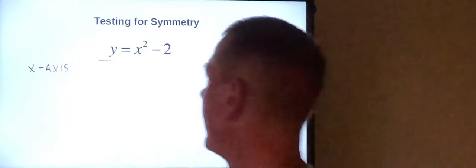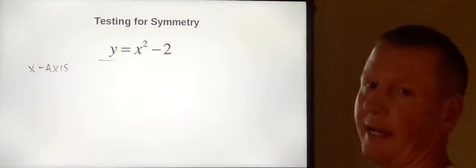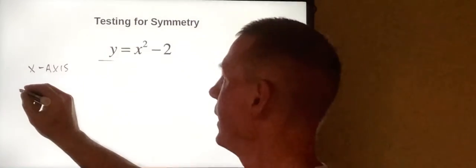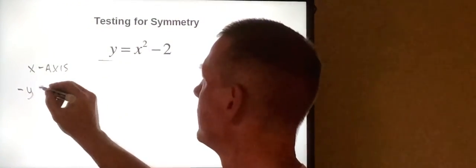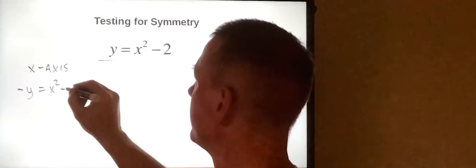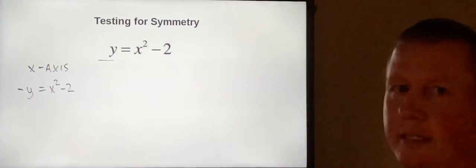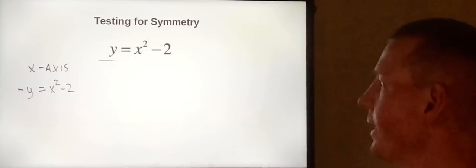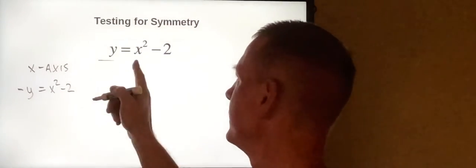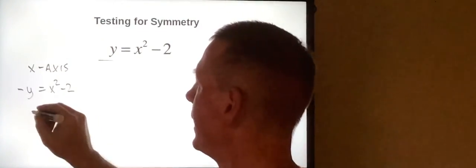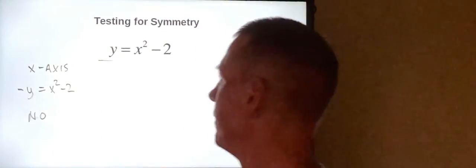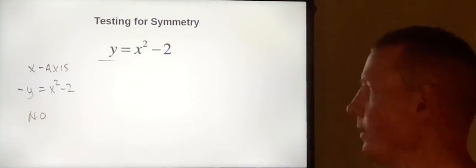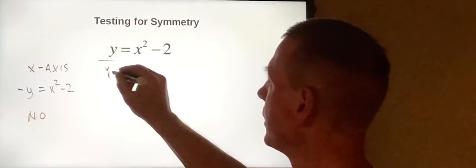So let's start with x-axis symmetry. Remember for the x-axis, I'm going to replace the y with a negative y. So if I put negative y into my equation, and it yields me the same equation, then I know that it has symmetry with relation to the x-axis. In this case, this equation is not the same. So this does not have x-axis symmetry.